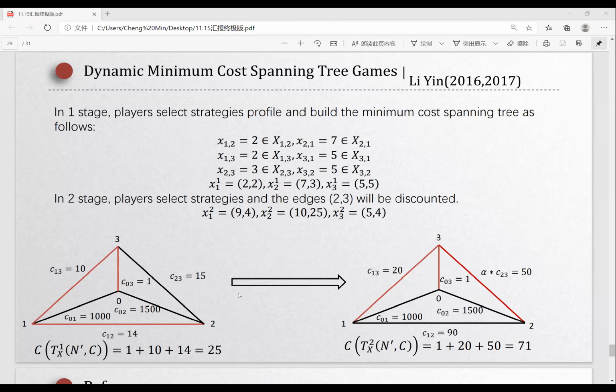Similarly, in the two stages, players choose strategies and build a minimal cost spanning tree like this. In this stage, the edge 2, 3 will be discounted. So the sum of the cost of the spanning tree in two stages equals 71. And the total cost in the two-stage game equals 25 plus 71. It's 96.